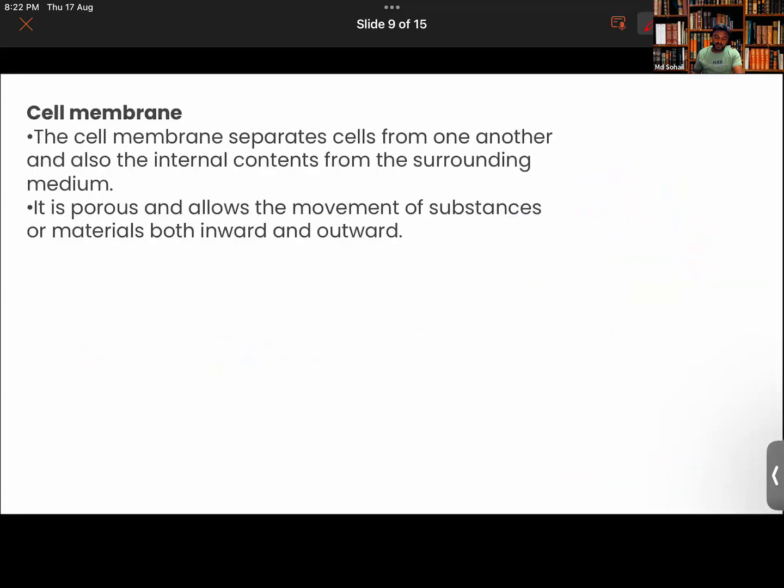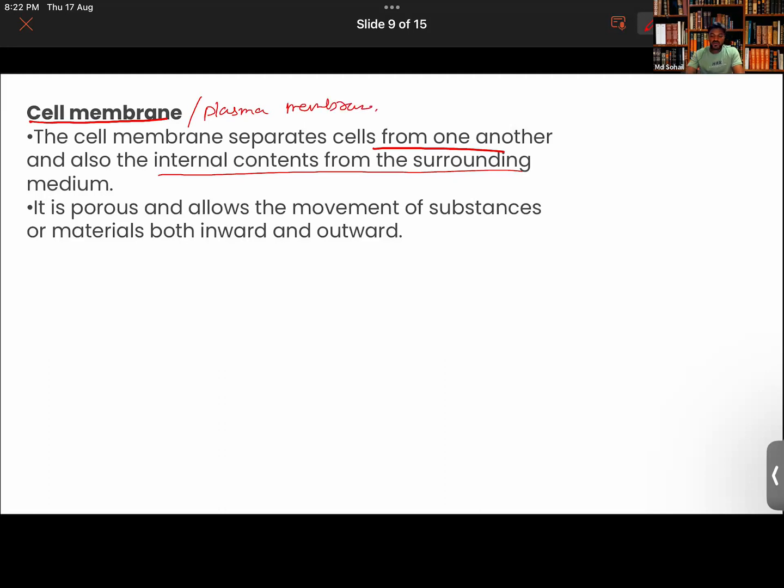Now let's talk about the cell membrane. The cell membrane is that component of the cell that separates one cell from another, and also the internal contents from the surrounding medium. That is the function of the cell membrane. It has got another name. It is also called the plasma membrane.